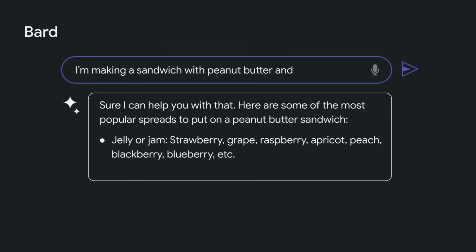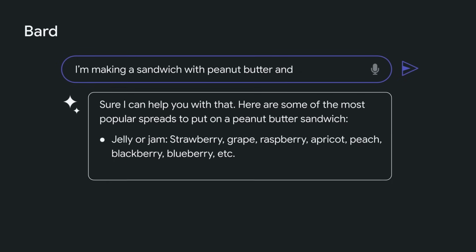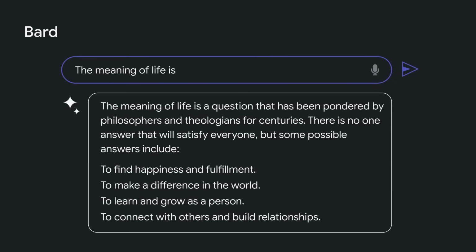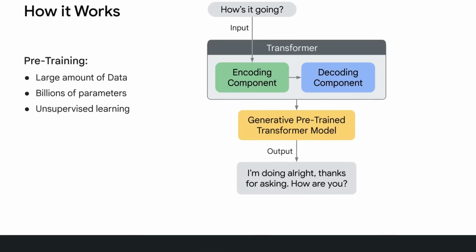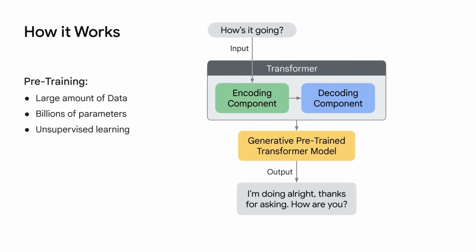Here is the same example using BARD, which is trained on a massive amount of text data and is able to communicate and generate human-like text in response to a wide range of prompts and questions. Here is another example. The meaning of life is, and BARD gives you a contextual answer and then shows the highest probability response. The power of generative AI comes from the use of transformers.